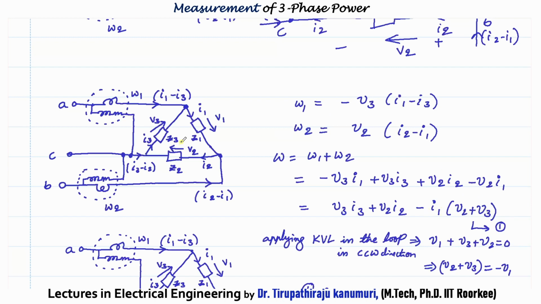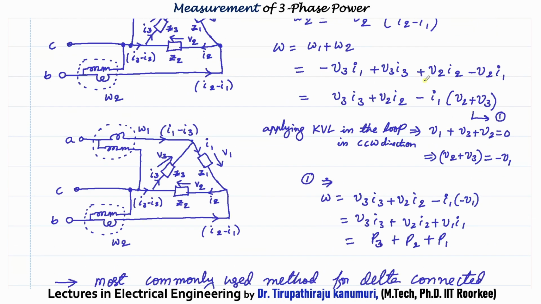So we have just seen in this loop, if we apply KVL, the sum of the voltages is equal to 0. You can see the arrows are in the same direction. So applying KVL in the loop, V1 plus V2 plus V3 will be equal to 0. Otherwise I can tell that V2 plus V3 will be equal to minus V1.